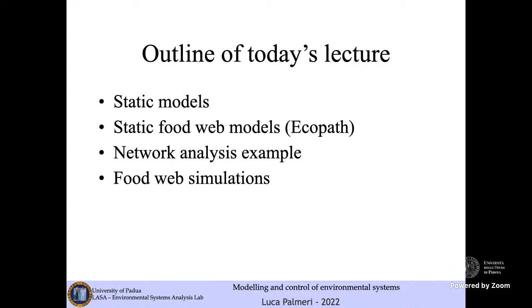What we will discuss today, we'll introduce static models, in particular static food web models, and the software that we will discuss today is called EcoPath, that is up to now a standard de facto after 20 years of modeling trophic networks. EcoPath was written by Villy Christensen at the University of British Columbia.